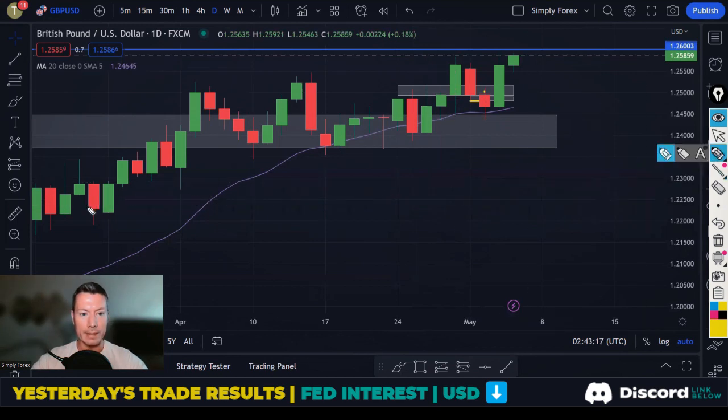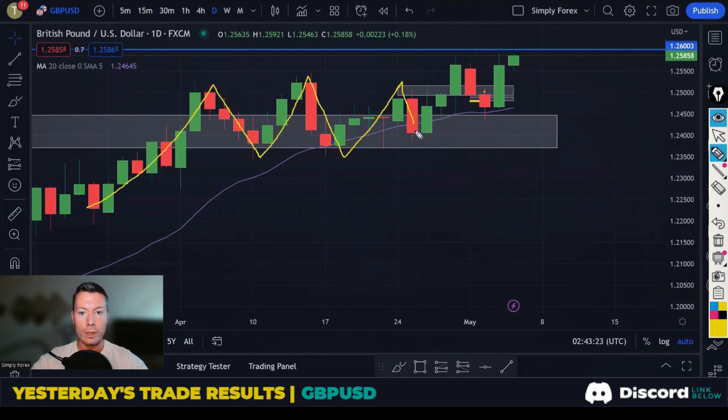This trade from yesterday, pound US dollar, we were looking to buy this pair. Why were we looking to buy it? Well, structurally, yeah, market structure, we were in an uptrend, and then it got into this range, but then it broke this range with this candle here. Okay, so we were in an uptrend. Yeah, it was bouncing off this moving average 20 nicely as well, but structurally we were in an uptrend.